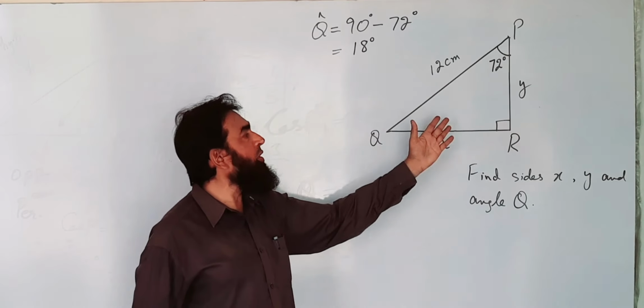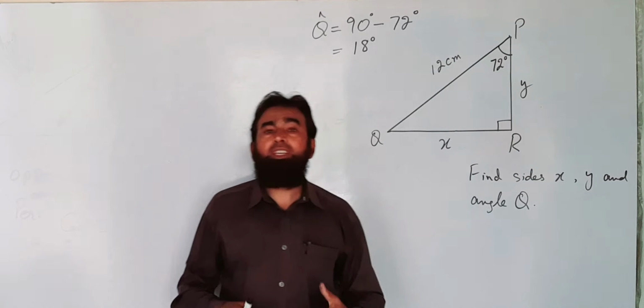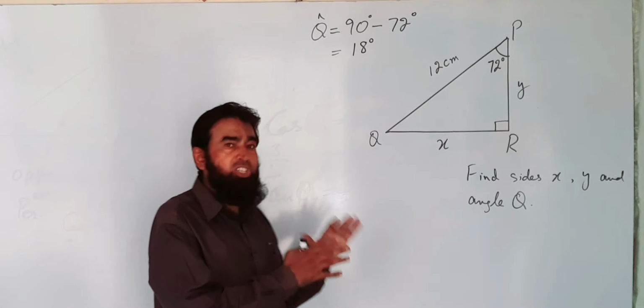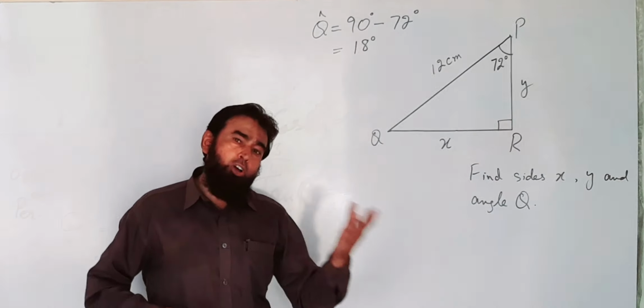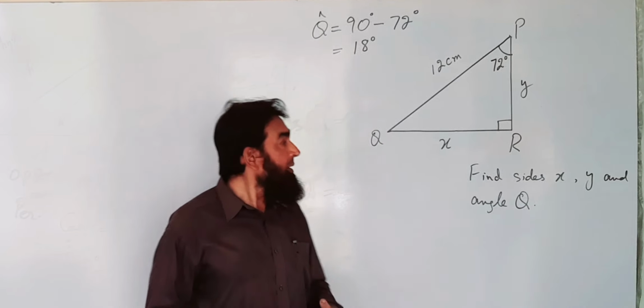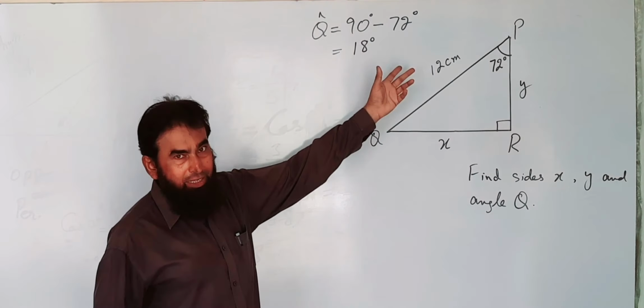Okay. So first of all, we can find out side X or side Y by using the trigonometric ratios. And when we get the other side also, then you can either apply the trigonometric ratios or you can apply the Pythagoras theorem. It will be your choice then. But for now, you cannot apply the Pythagoras theorem.